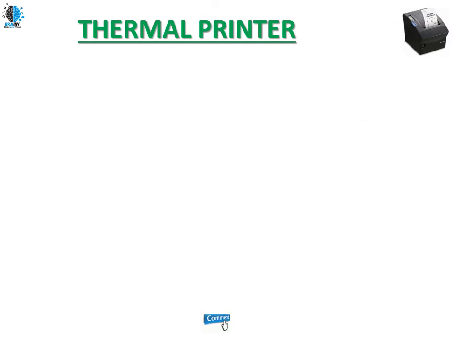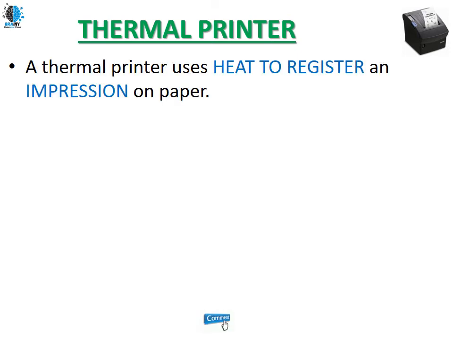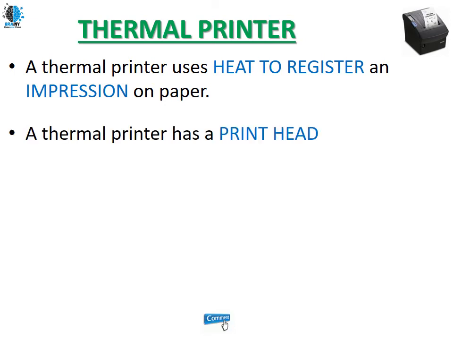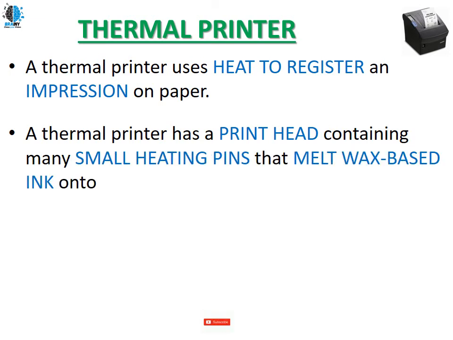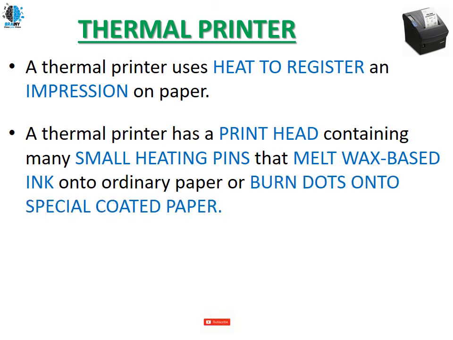A thermal printer, by the name itself, uses heat as a source to print on paper. A thermal printer uses heat to register an impression on paper. A thermal printer has a print head containing many small heating pins that melt wax-based ink onto ordinary paper or burn dots on specially coated paper. Whenever you see these thermal printers, the quality of the print will be different from other printers. The paper will be of a different type compared to other printers.